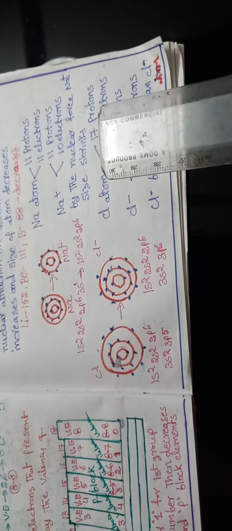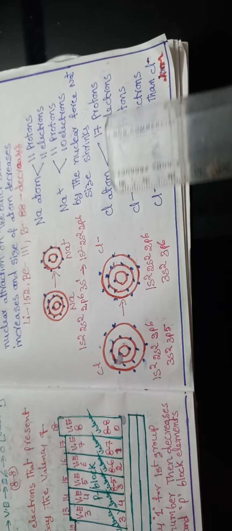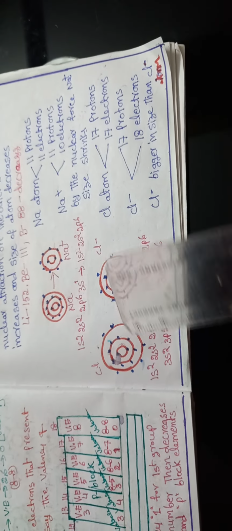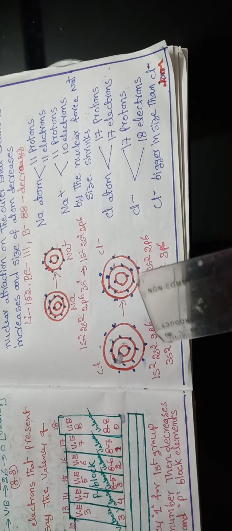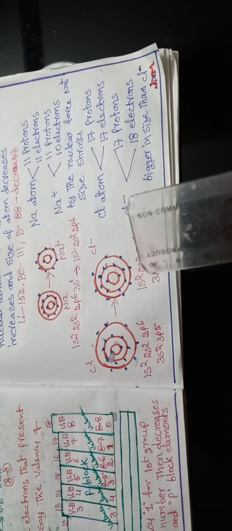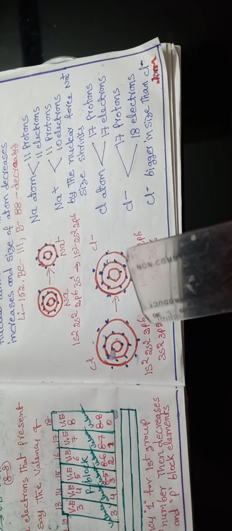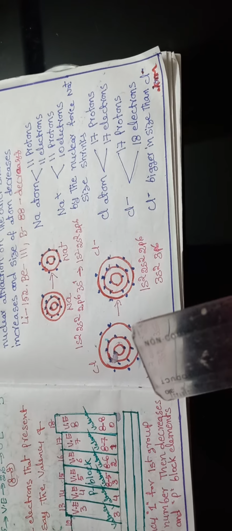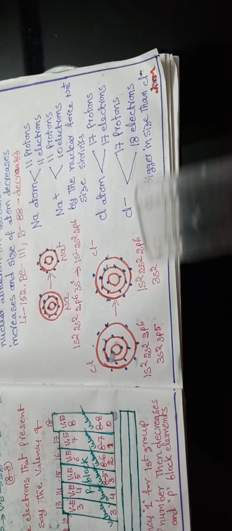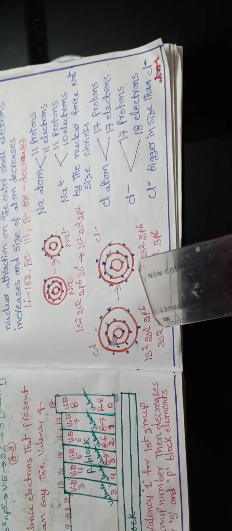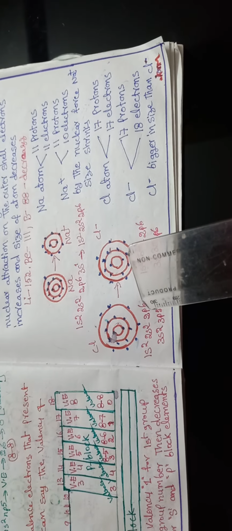Chlorine atom has 17 protons in the nucleus and 17 electrons around the nucleus. Chlorine ion has 17 protons in the nucleus and 18 electrons around the nucleus. So electrons are more in the chlorine ion, less in the chlorine atom. So the chlorine ion is bigger in size than the chlorine atom. Why? Because 1 electron is added to the chlorine ion.